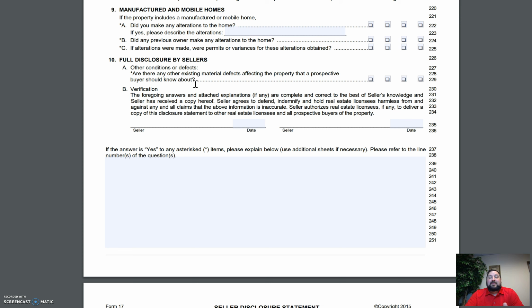Anytime something has happened to the house that you can remember, and I know over a lot of years you don't know everything and can't remember everything that might have happened to your home, but if you have those records, there are things that you want to let them know about.